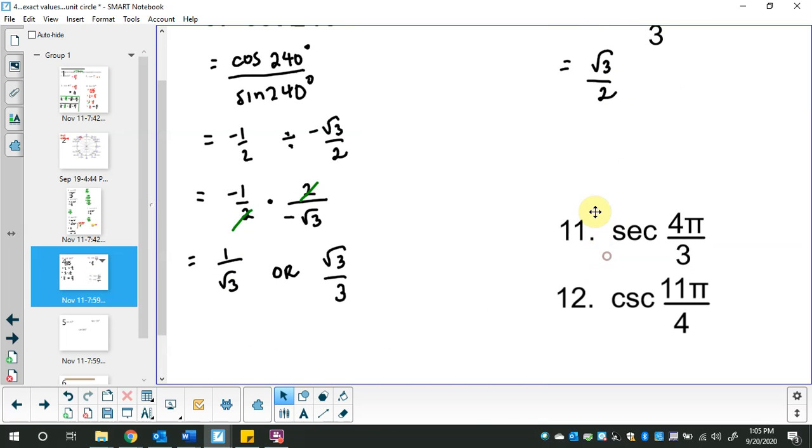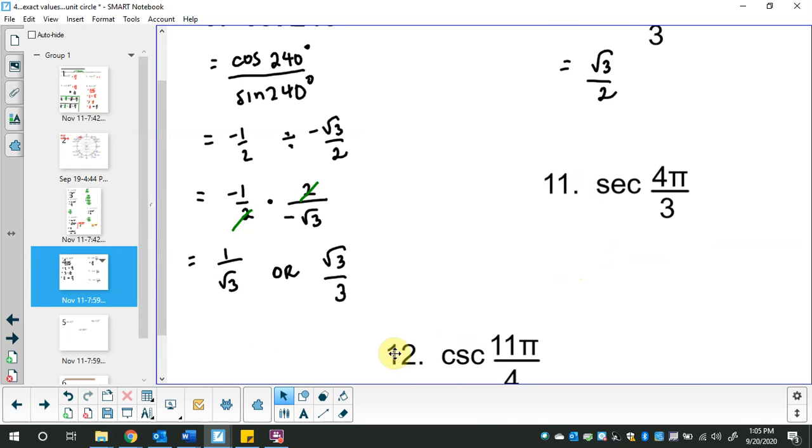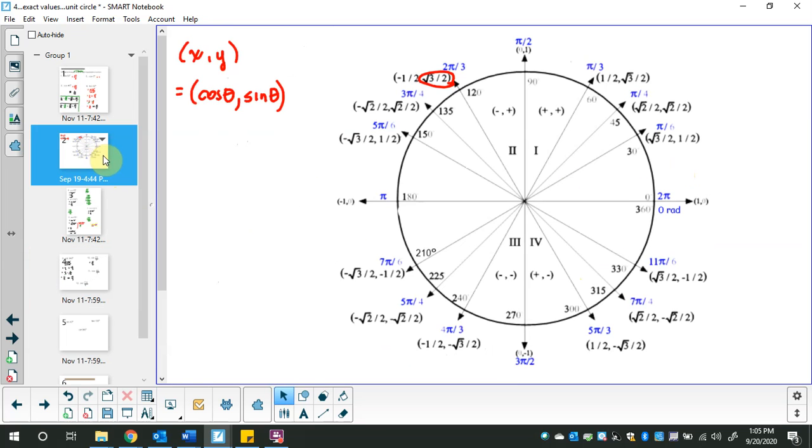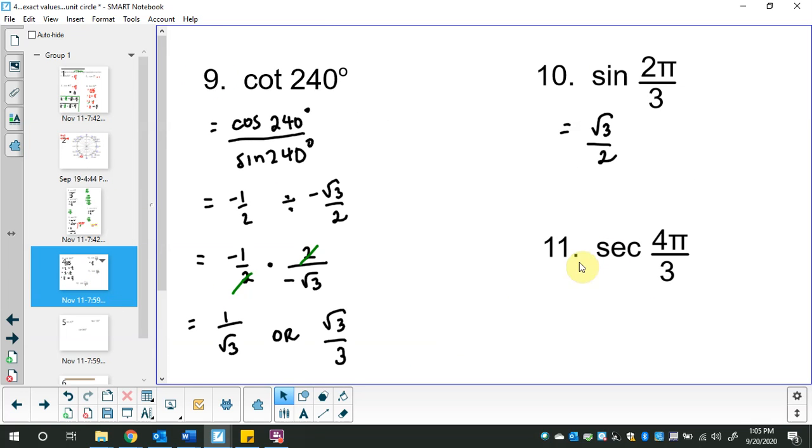I am going to double check the unit circle for 4 pi over 3. There it is. And I know I'm not going to be able to access secant. Do you remember what happens when you have secant?